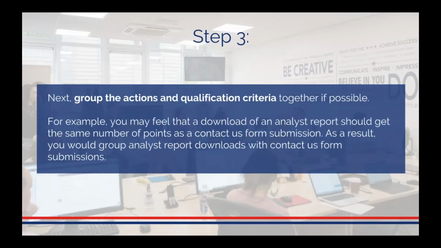If possible, you want to try and group these actions together. Ideally, in terms of content downloads, if you have things like reports, ebooks, and other types of downloads, you don't want to be giving a different number to each one of those. If possible, you should be trying to group them together. As an example, a download of an analyst report, you might feel should have the same number of points as someone who submits on your contact us form. So you would group those two together. I've got an example that will hopefully help make that a bit clearer.